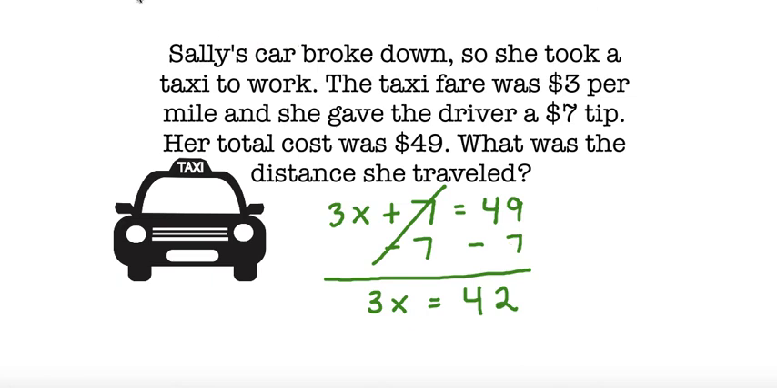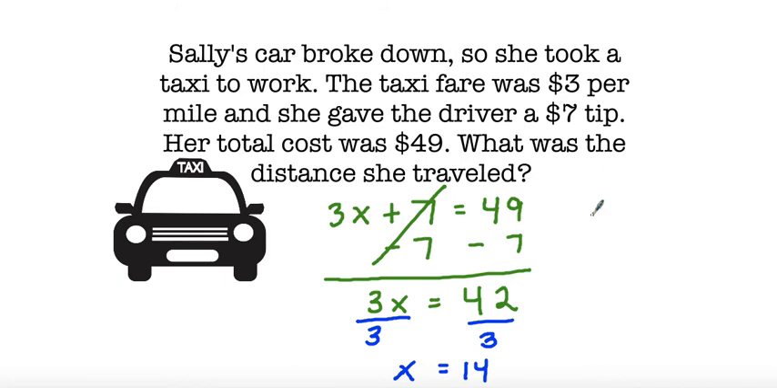So 3 times x is equal to 42, and we're going to do the inverse operation to get the number of miles by itself. So we're going to divide by 3 and then divide by 3. So x is equal to 14 because 42 divided by 3 is 14. And so 14 is how many miles she traveled.